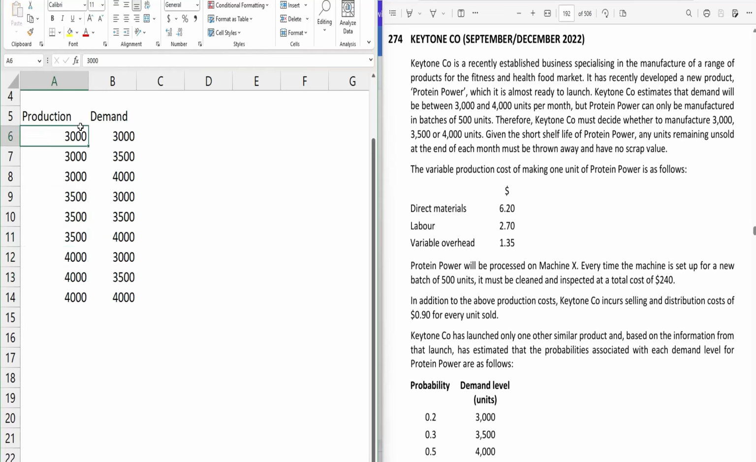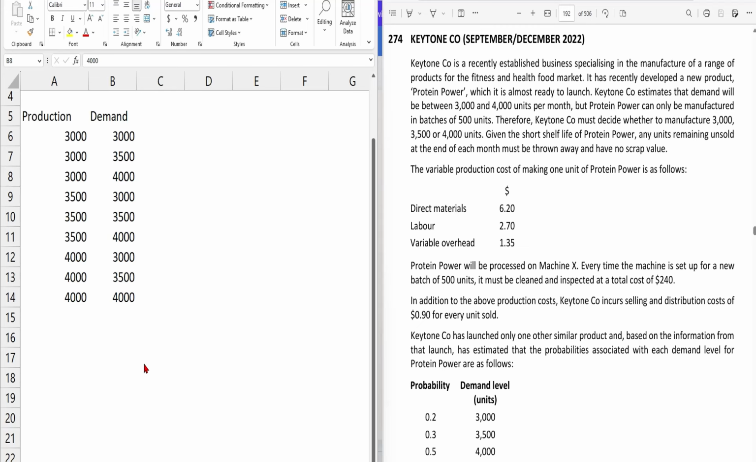So if we have production 3000 and demand 3000, how much profit will we generate? We will calculate it in today's video. Again for 3000, but demand is this time 3500, and again production is 3000 but demand is 4000. So at different production levels and different demand, how much profit we are earning, we will summarize in the payoff table. Before that, we will do the calculation, then we will put the values in the table, right?